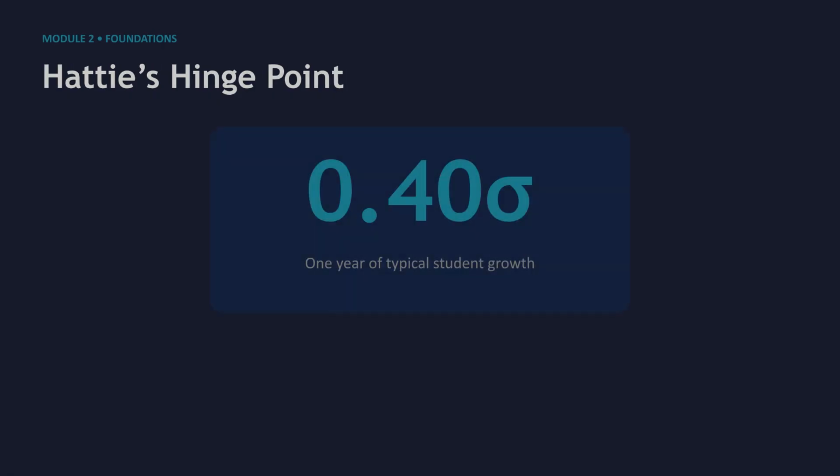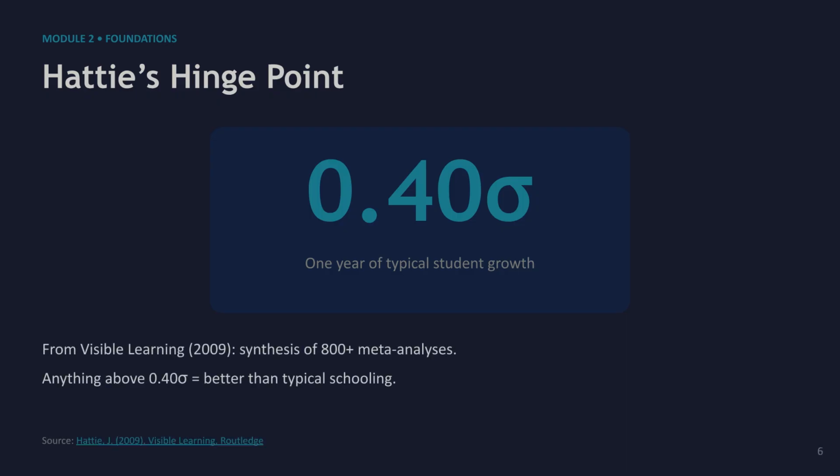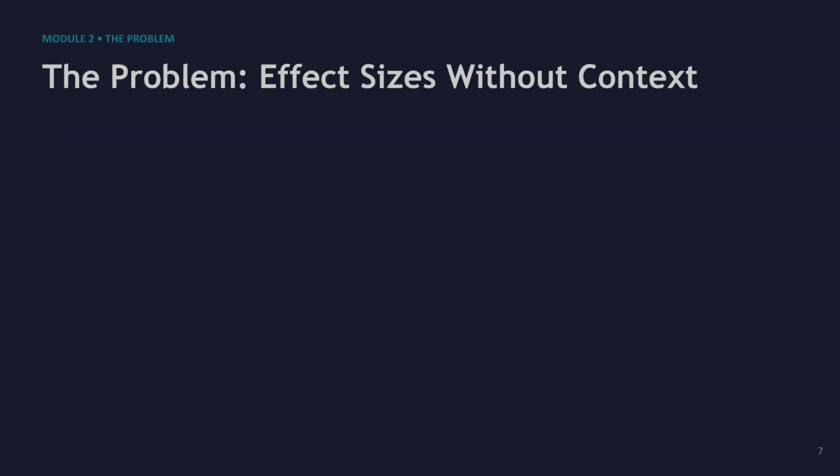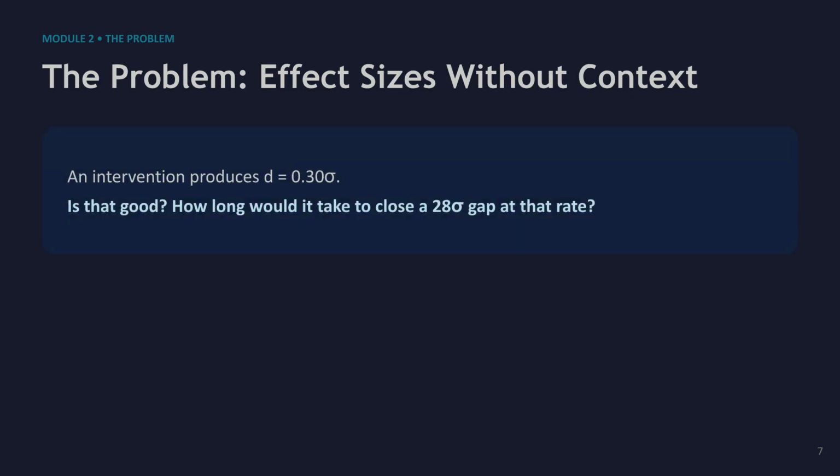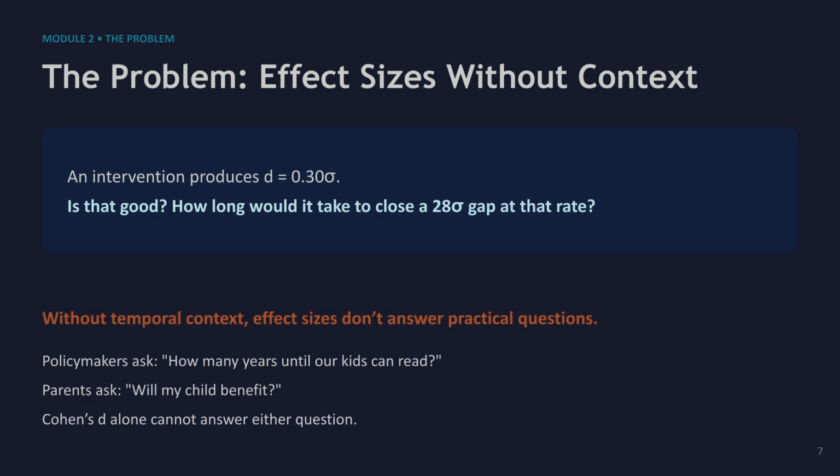Hare's hinge point is 0.40 sigma, representing 1 year of typical student growth, based on a synthesis of over 800 meta-analyses. Any effect size above 0.40 sigma is considered better than typical schooling. The problem with effect sizes without context is that they fail to answer practical questions. For example, if an intervention produces a d equals 0.30 sigma, how long would it take to close a gap? Policymakers and parents need answers in years, not just sigma units.